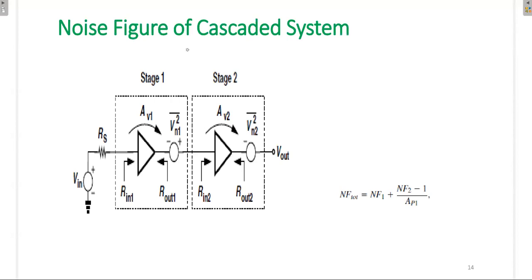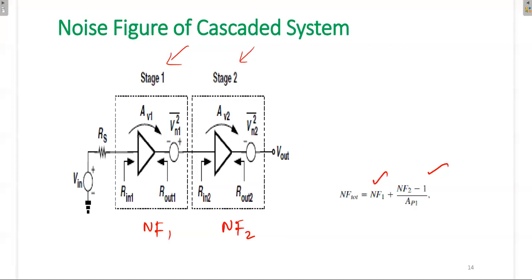Then if there is more than one system, say system 1 is having noise figure NF1 and system 2 is having noise figure NF2, then what is the overall noise figure? NF1 indicates how much noise is added by stage 1. NF2 is the indication of how much noise is added by stage 2. Then what is the overall noise? The formula here is the total noise figure is NF1 plus (NF2 minus 1) divided by AP1.